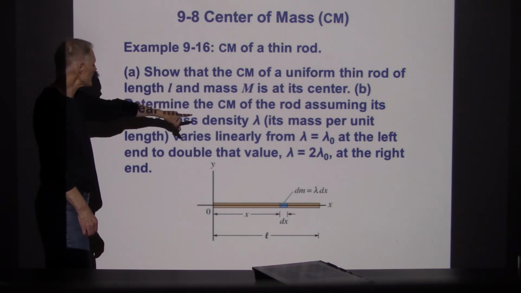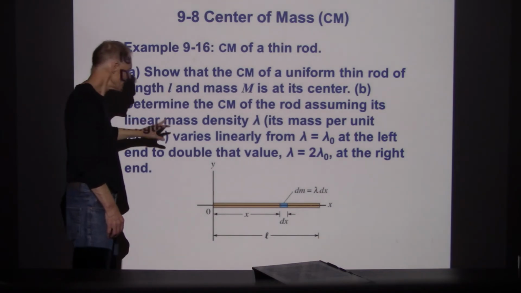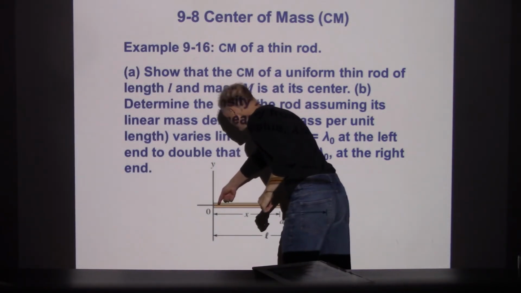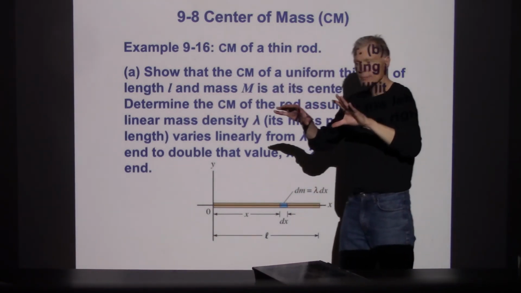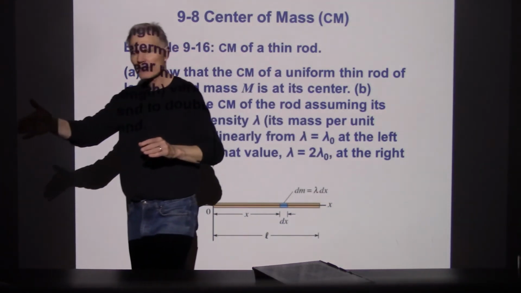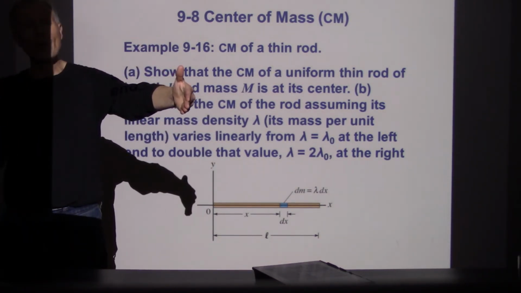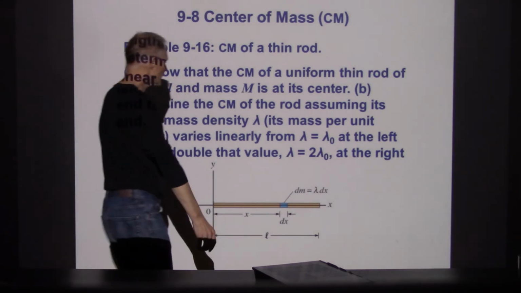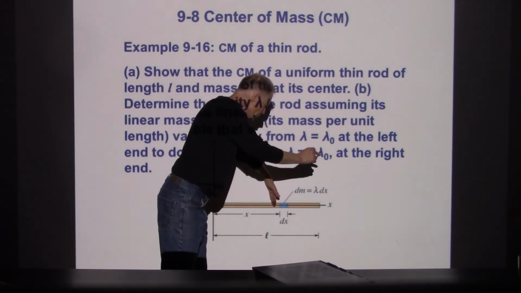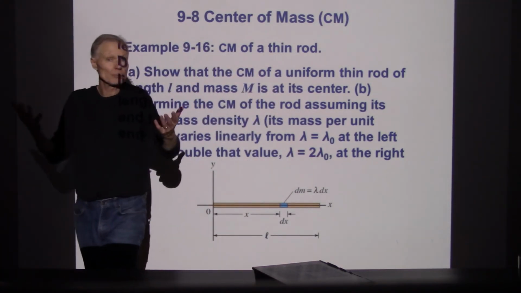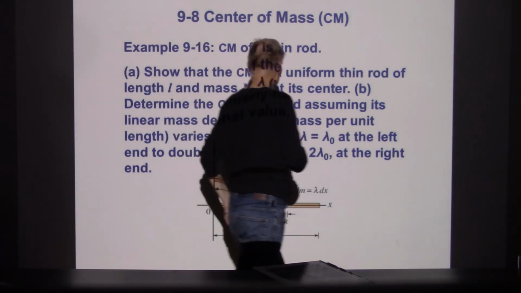But in part B, they say, let's go back and reconsider what would happen if the material gets denser as we move along the length. So you've got some kind of object. It's got a lower density at one end, and a higher density at the other. If the right side is higher density, that's going to shift the center of mass to the right. And the question becomes, by how much?